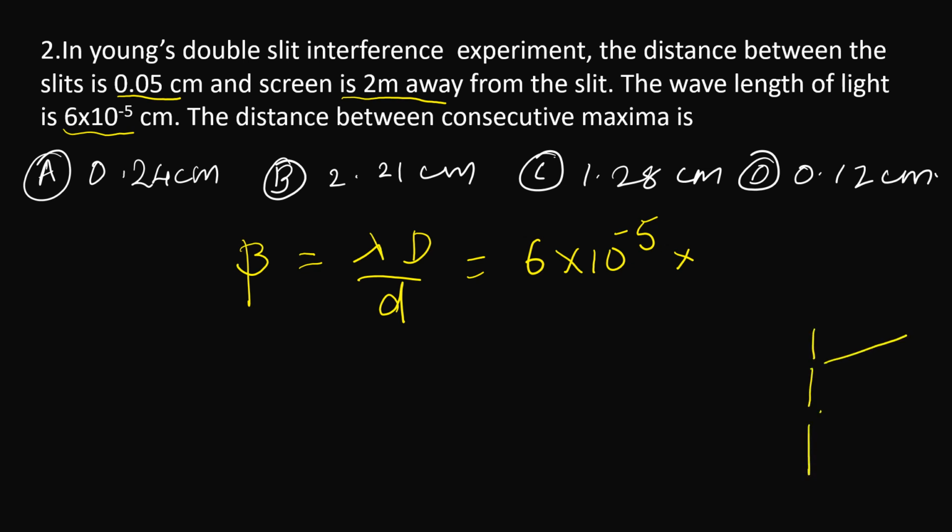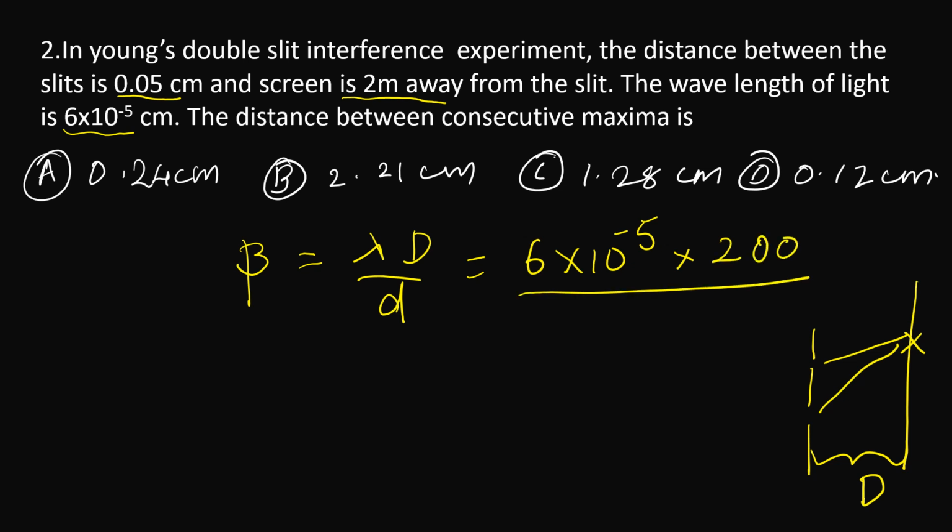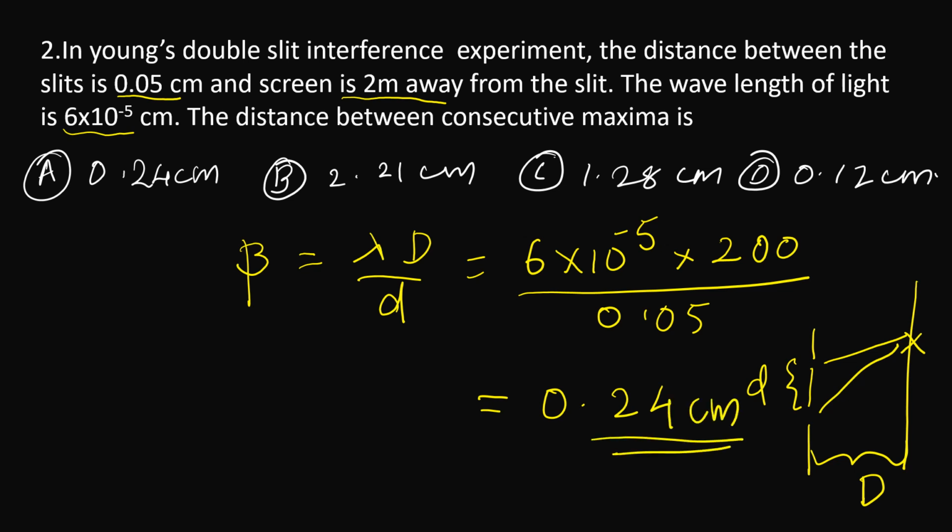That is, if these two are the slits, and here if you are getting the interference pattern, distance from the slits to the screen is D. So it is given 2 meter away, that is 200 centimeter away, divided by d, the distance between the slits, that is given as 0.05. When you calculate this, you will get 0.24 centimeter. So option A is the correct one.